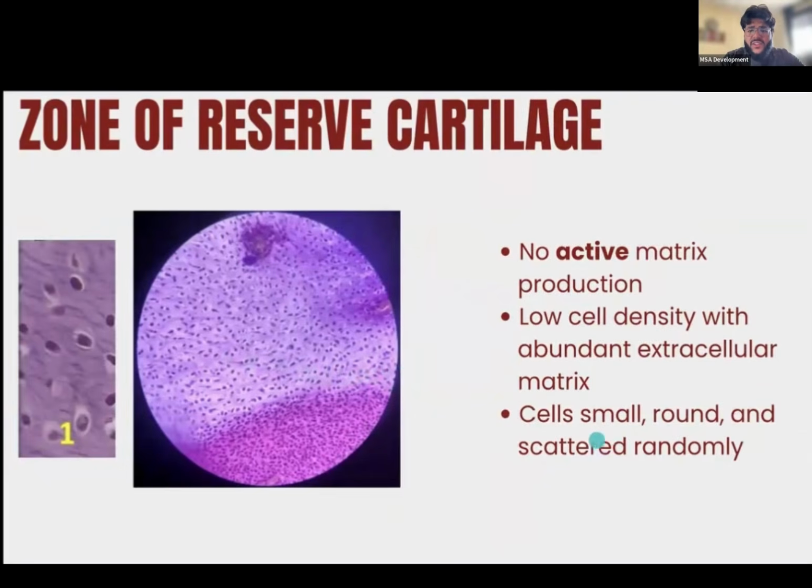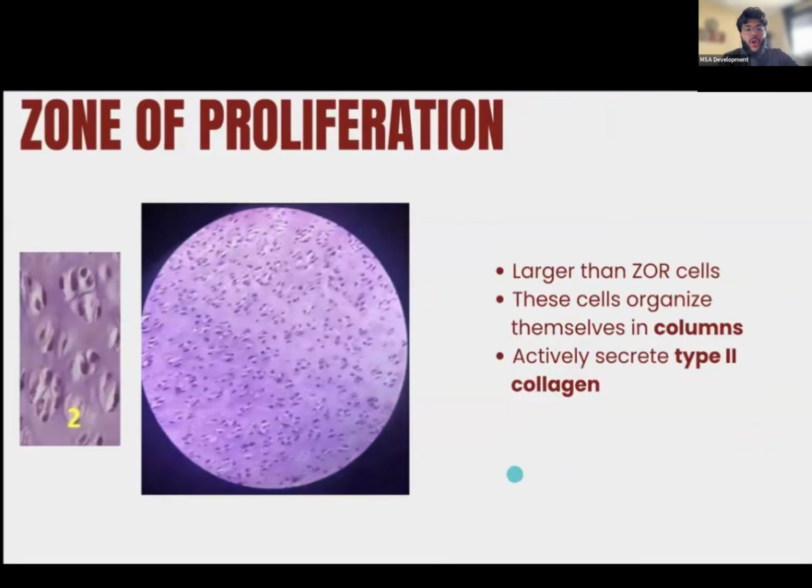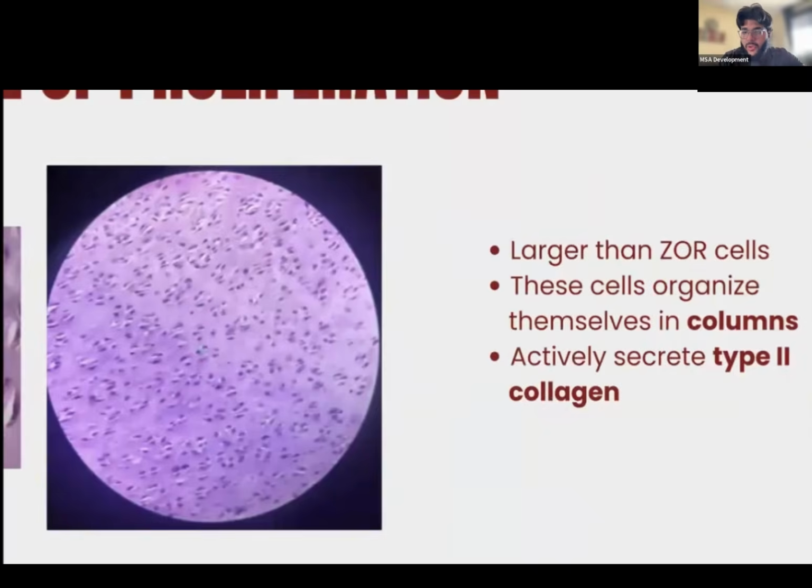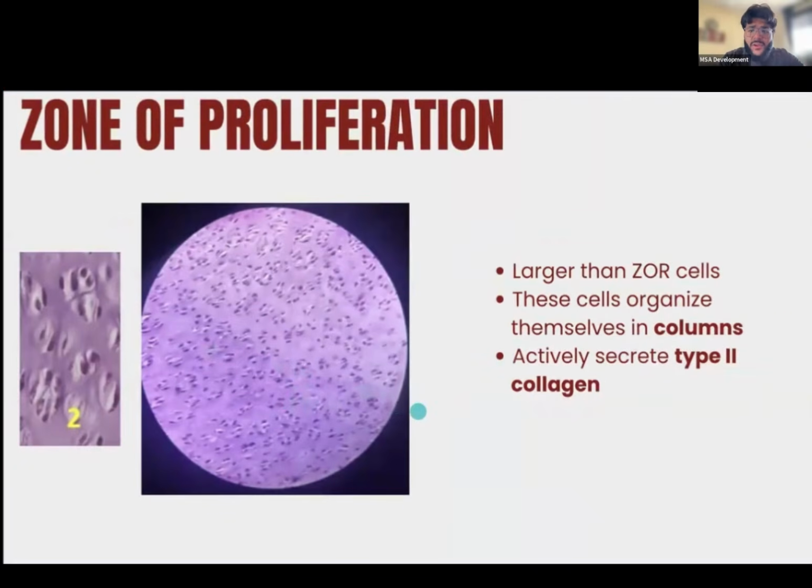Over here, the cells also appear to be small and round, and they're scattered randomly. And keep in mind, these cells are not arranged in columns. That's for the next zone, which is our zone of proliferation. Over here, the cells start to become larger than the reserve zone. And the main feature over here is that your cells start to get stacked up in columns. Think of them as small stacks of coins. You can see over here, these cells are stacked like small coins. Over here, the cells start to divide rapidly, and they also start to secrete type 2 collagen. And keep in mind, again, the important thing is that they arrange themselves in columns.